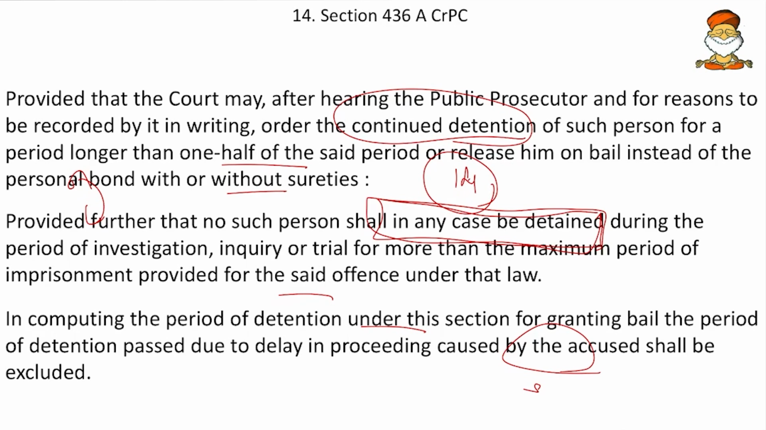Say for example, if you go with the same case of this 14 years, a person has spent 6 years in jail and 1 year he has delayed in the investigation and others. So he might be absconding and he was not available for 1 year. So this 1 year will not be considered. So only the 6 years will be considered and he will have to wait for 1 more year so that he will complete his 7 years and he will be released. So his mistakes are not considered.